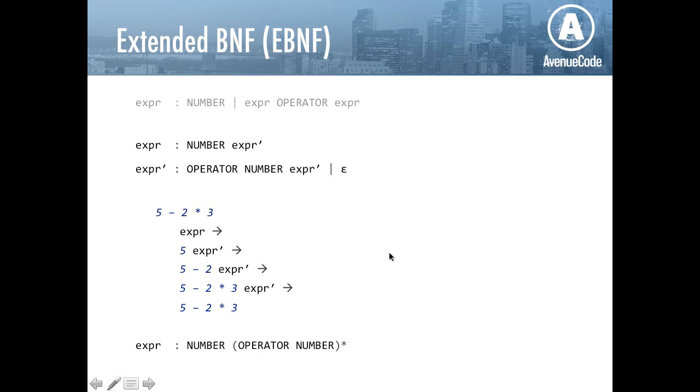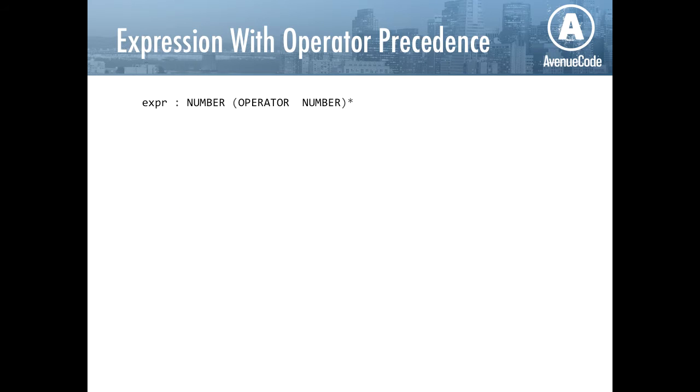This can be rewritten using extended BNF as this: expr defined by number, and then between parentheses operator number, and then a star. This is extended BNF, and we'll be using it from now on.